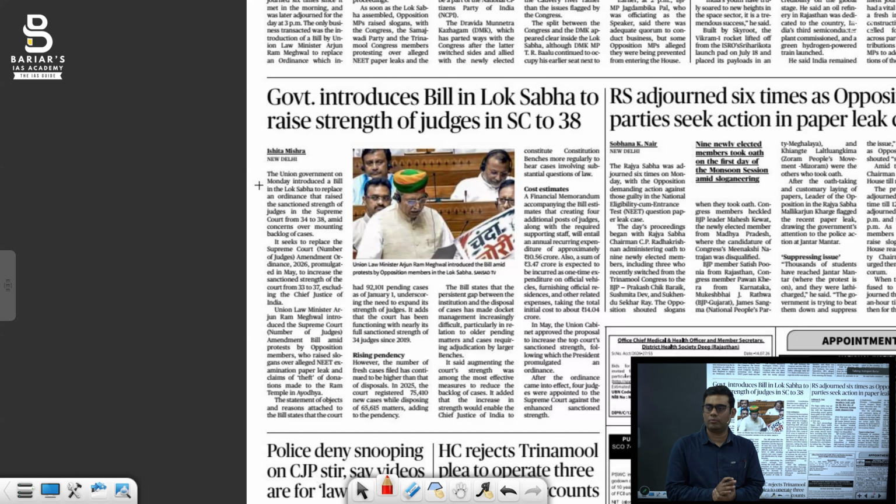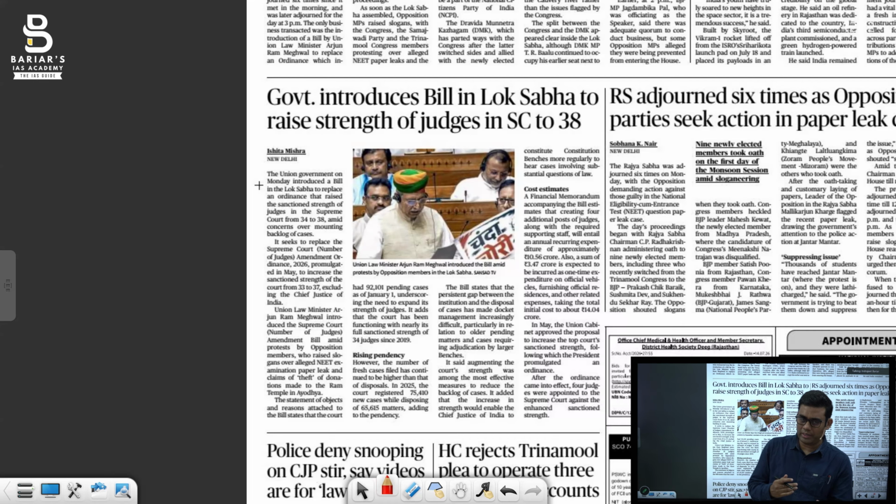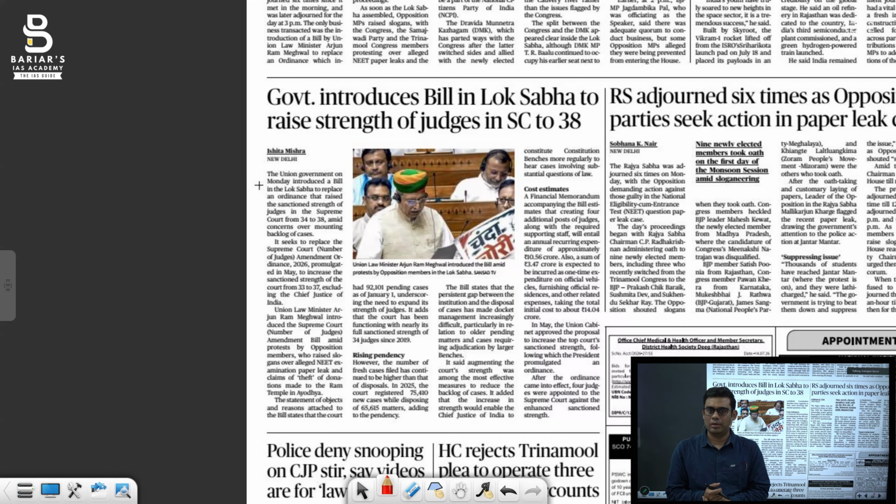So Article 124 of the Constitution. Now, what are the things we need as a revision? You have read it once. With this, the first thing which can be a statement in your question is that the Constitution originally provides for the strength of the Supreme Court. Correct or incorrect statement? Correct statement. Originally it provides for how much strength? CJI plus 7, 8 in total.